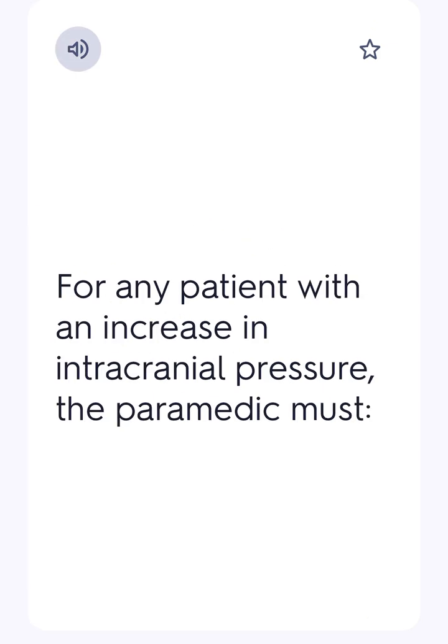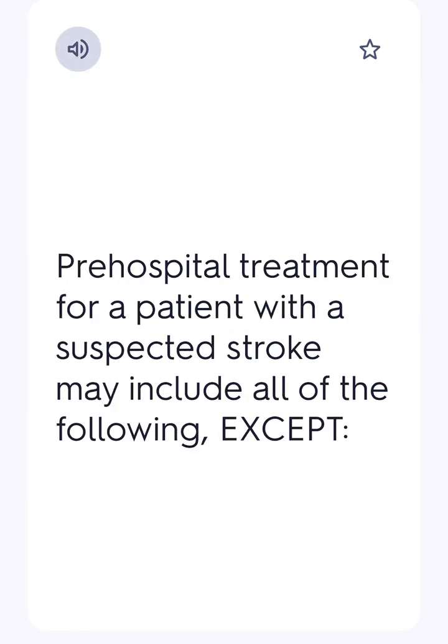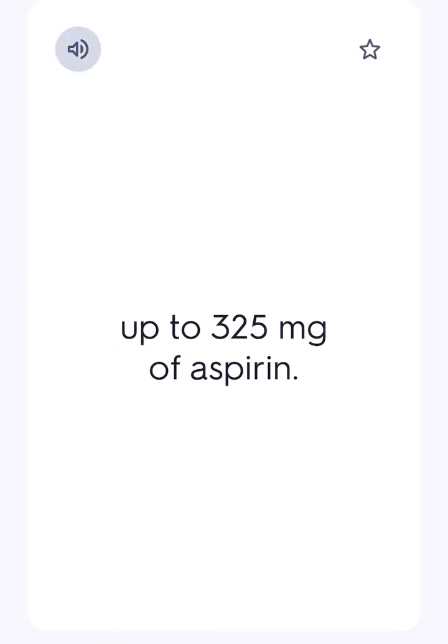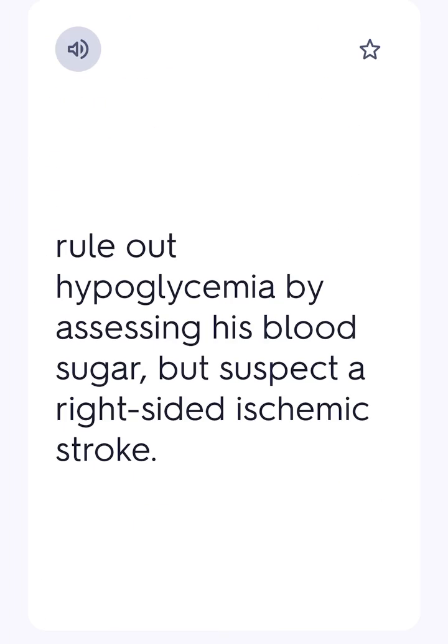For any patient with an increase in intracranial pressure, the paramedic must maintain an adequate blood pressure. Pre-hospital treatment for a patient with a suspected stroke may include all of the following: EXCEPT, up to 325 mg of aspirin, rule out hypoglycemia by assessing his blood sugar, but suspect a right-sided ischemic stroke.